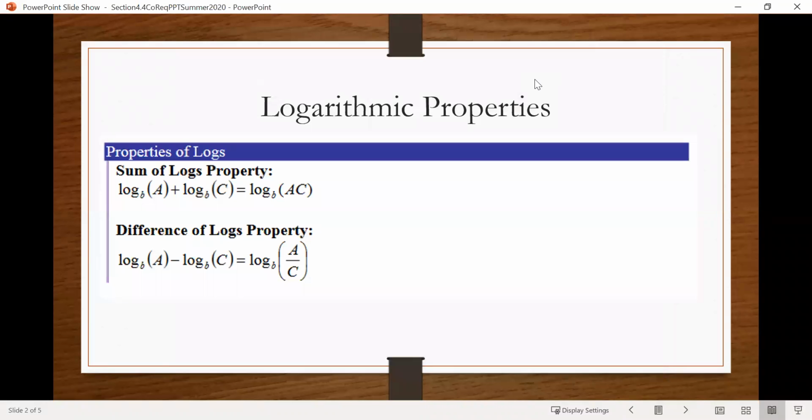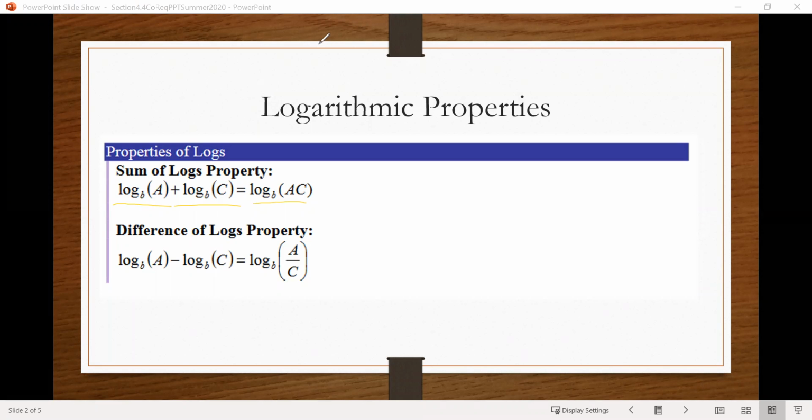It turns out that when we have logs being added or subtracted, as long as they have the same base, there are ways we can rewrite them. We have both our sum of logs property as well as our difference of logs property. The sum of logs property says that if we have the log of something plus the log of something else, again assuming they have the same base, we can rewrite that as the log of the product of the two things.